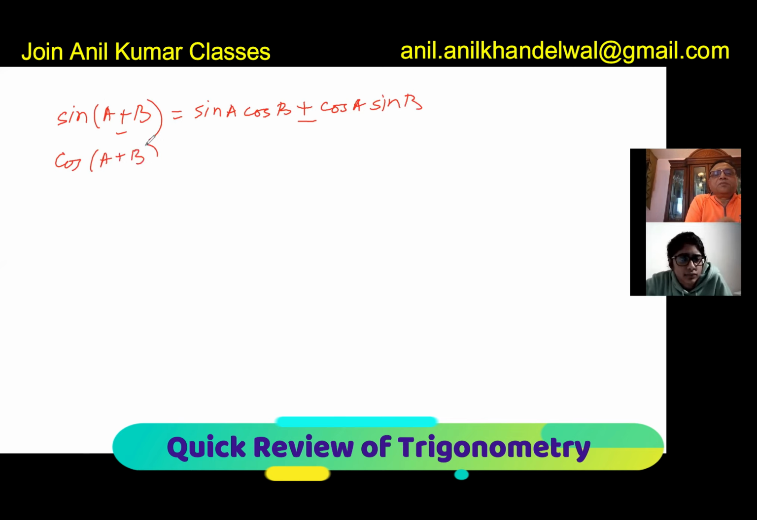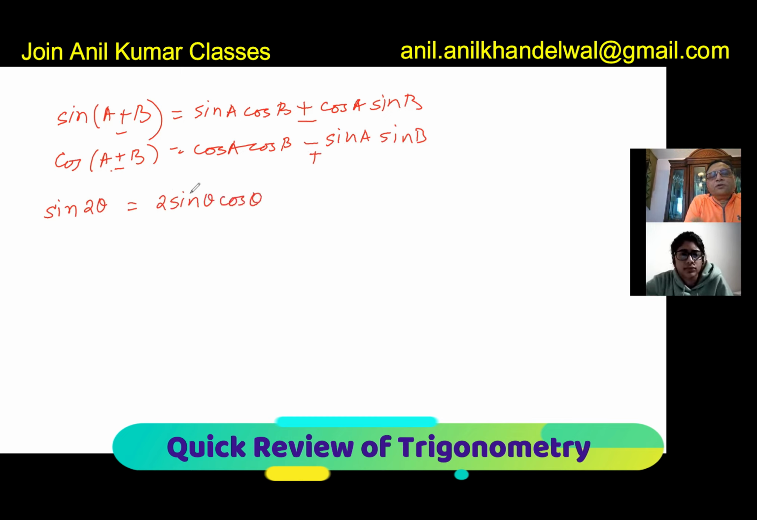Cos (A plus B): cos A cos B minus sine A sine B. It's like the sign inverts. Yeah, plus. What is sine 2A? Let's say 2 sine A cos A, or 2 sine theta cos theta. Easily, you can do this by substituting A equals B equals theta, correct? Right, yeah. What is cos 2 theta equal to? So cos squared theta minus sine squared theta.